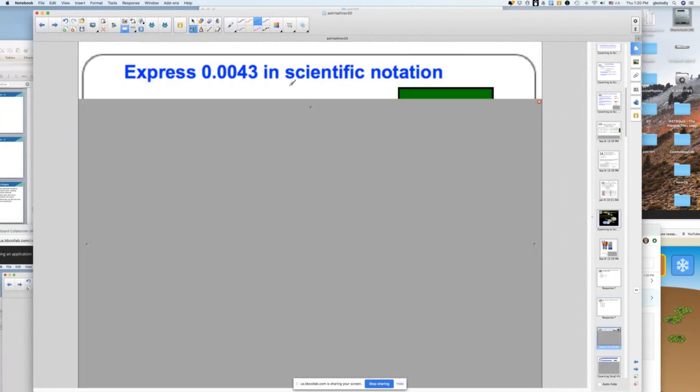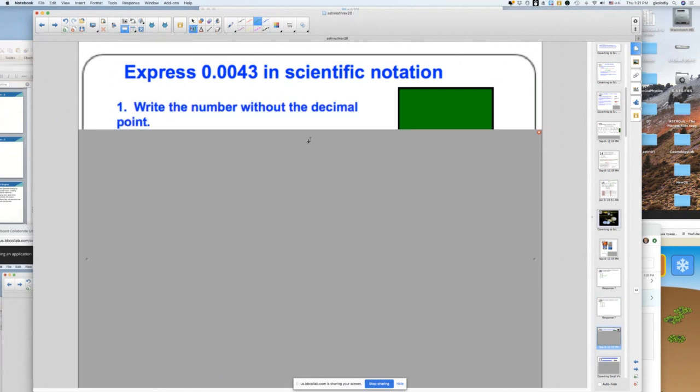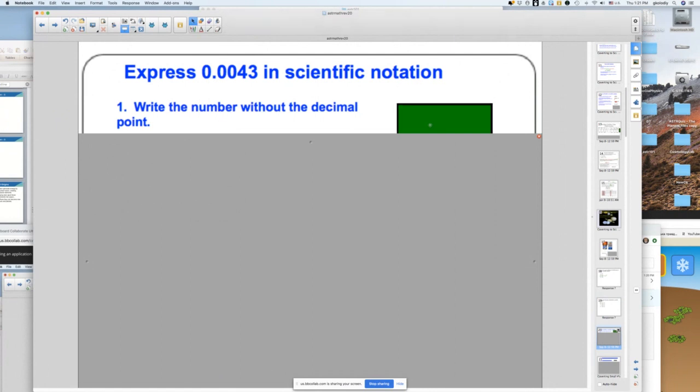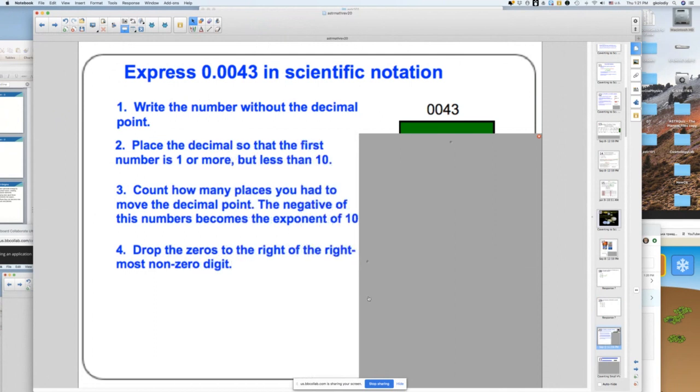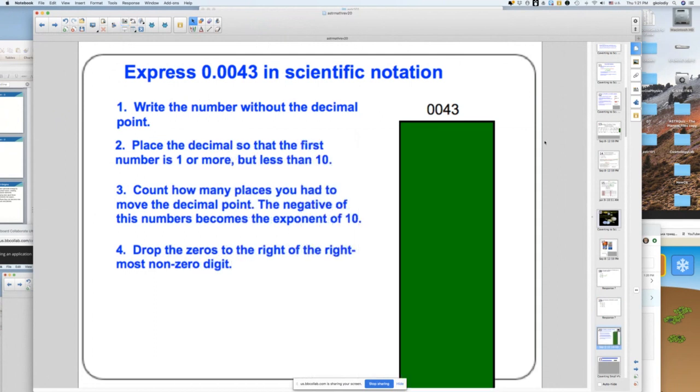Let's do the same thing with very small numbers, 0.0043. So how would you change that? First of all, we first write the number without the decimal. Second, place the decimal so that the first number is 1 or more, but less than 10. So where are you going to put the decimal point here? Well, you're going to put it right over here.